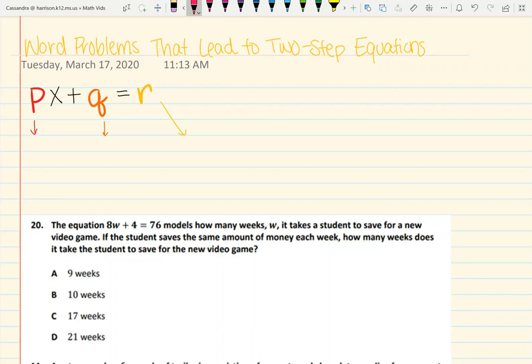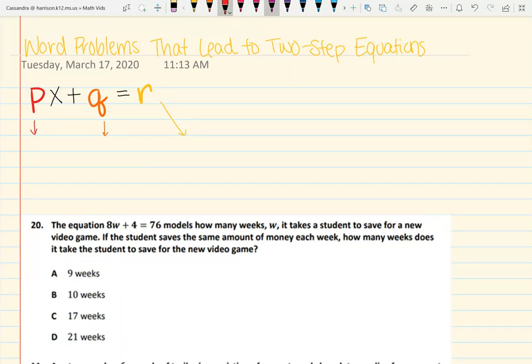And these letters, P, Q, and R, they could be any letters, A, B, C, X, Y, Z, whatever. These are just the ones that I decided to use and that are commonly used. So it says Px plus Q equals R. And this is a basic two-step equation that I showed you how to solve in the first video. And we are just going to talk about what each of these three letters means in a word problem. So when you find the number in the word problem, you can just plug it into the appropriate space.